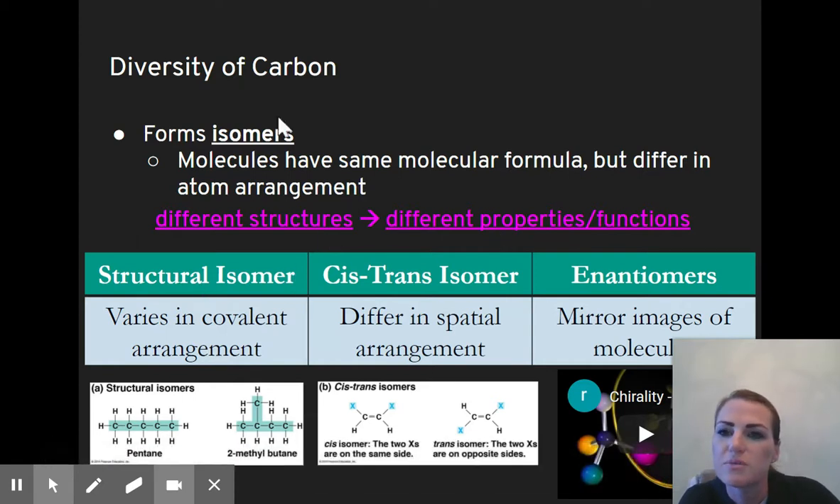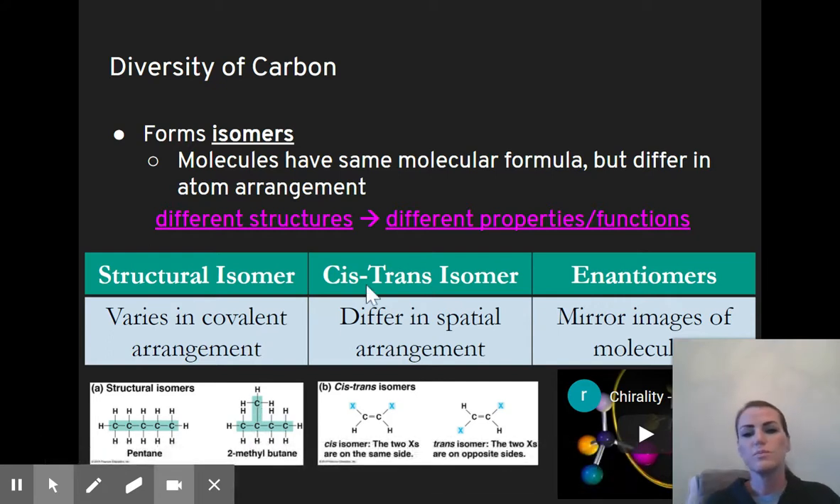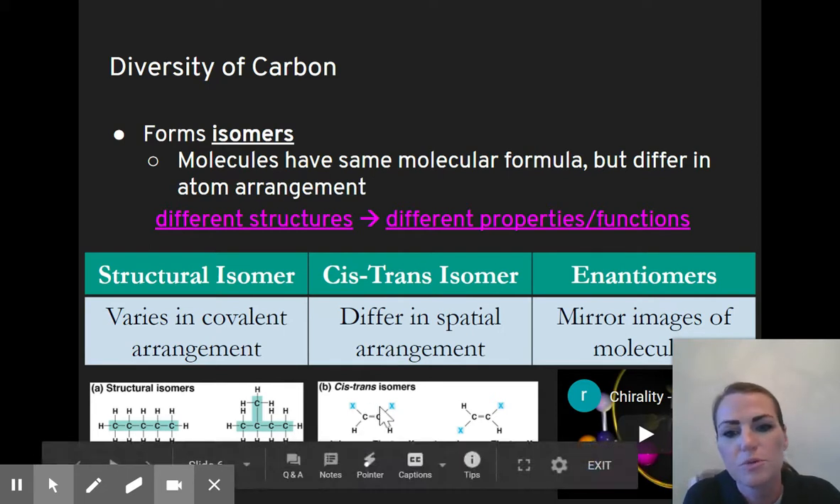There are different kinds of isomers that we're going to talk about. The structural isomer is where you're going to see a molecule bonded onto a different carbon atom. The cis-trans isomer will show you that these R groups, and we're going to talk more about the R groups in a minute, will be on different sides of the carbon chains here.